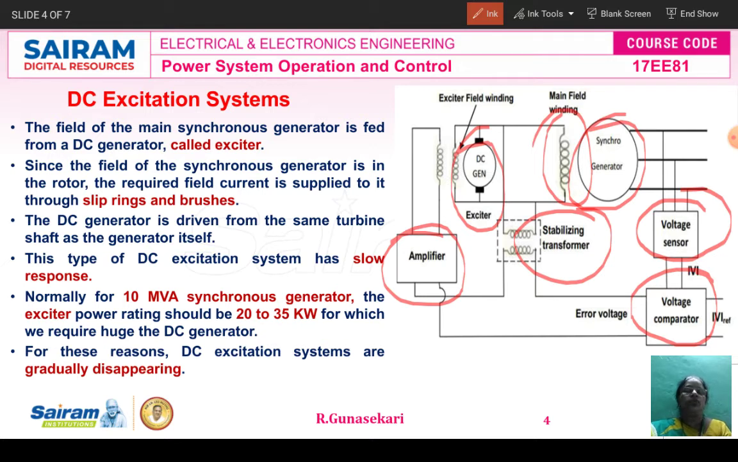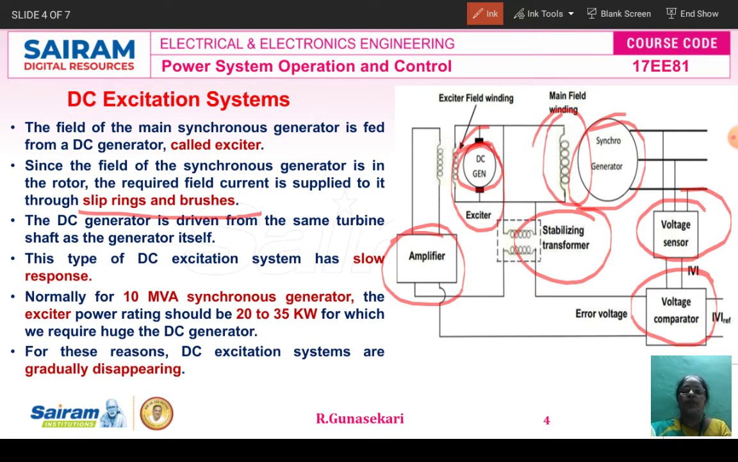The main field winding of the synchronous generator is fed from a DC generator called the exciter. So here the DC generator is used as an exciter in the DC excitation system. Since the field winding of the synchronous generator is the rotor, the synchronous generator is designed with the field winding as the rotor and the armature as the stator. The required field current is supplied to the synchronous generator through slip rings and brushes. In the DC excitation system, we are using slip rings and brushes.